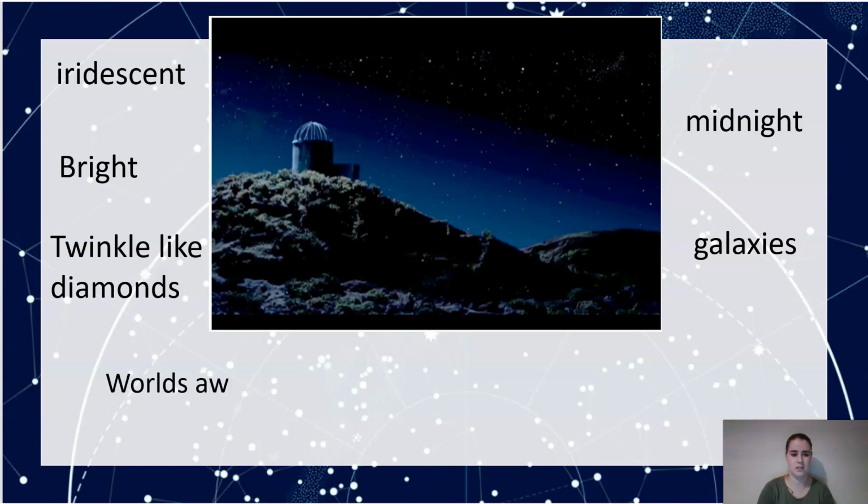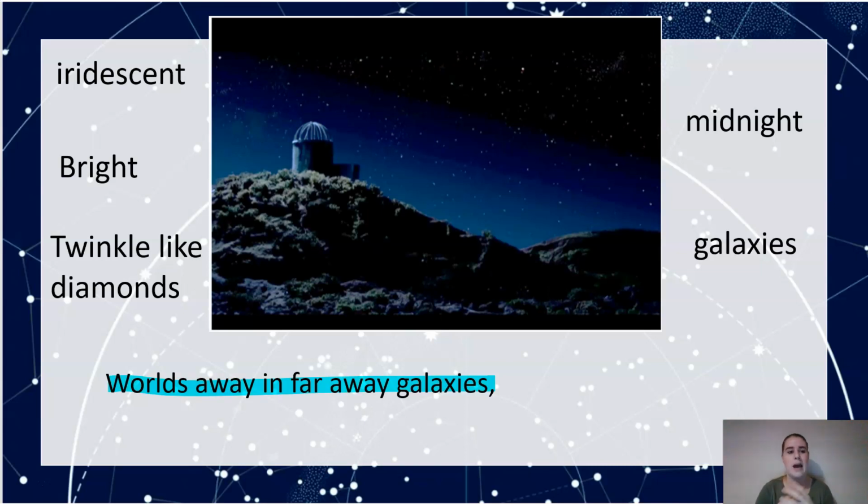So I'm going to type my first sentence. Worlds away in faraway galaxies. Now I've started with a fronted adverbial and I've started with a position adverbial. So I'm describing where it is that we're looking. So worlds away in faraway galaxies, worlds away in faraway galaxies. This is my opening sentence.